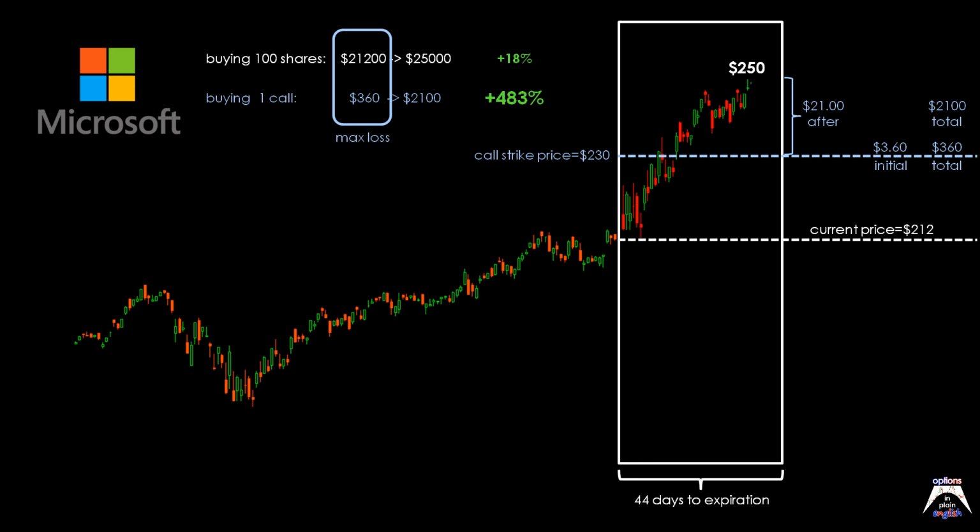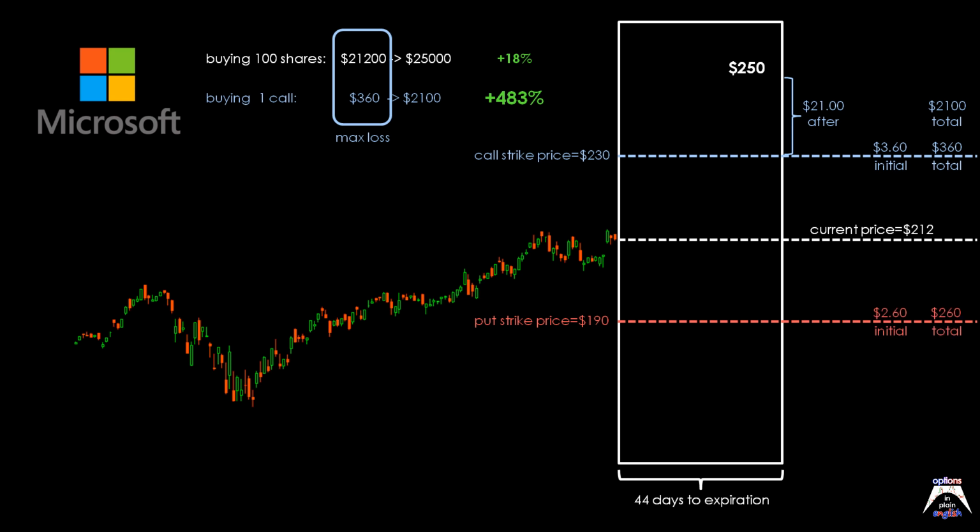Now, if our outlook for Microsoft is negative, we can establish a bearish position by buying, for example, a put with a $190 strike price. The initial cost of this position is $2.60 per contract, or a total of $260.